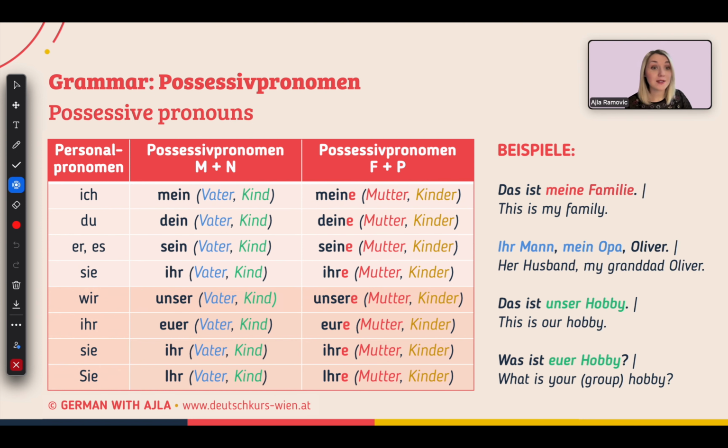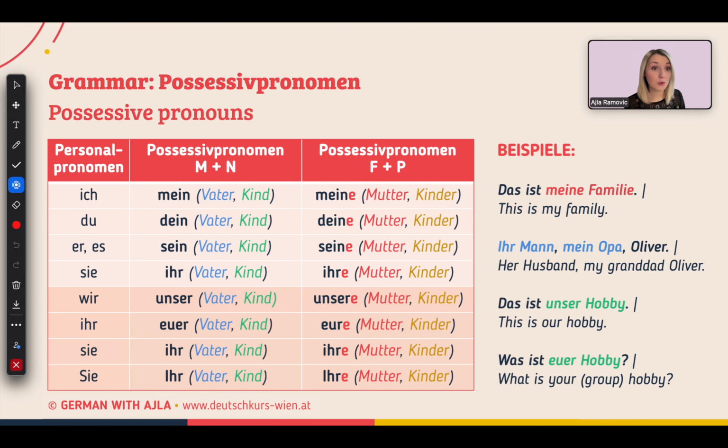But now listen to this. Das ist meine Mutter und das sind meine Kinder. This is my mother and these are my children. In this case, I need the ending e because in these examples, I am using a feminine noun, Mutter, and a noun in plural, Kinder.